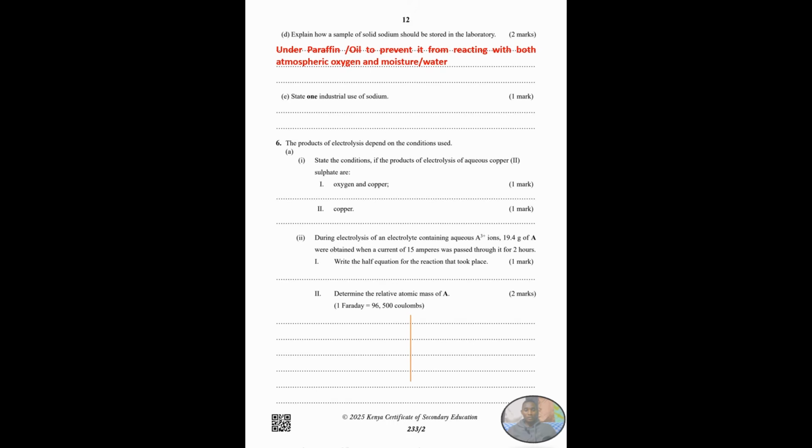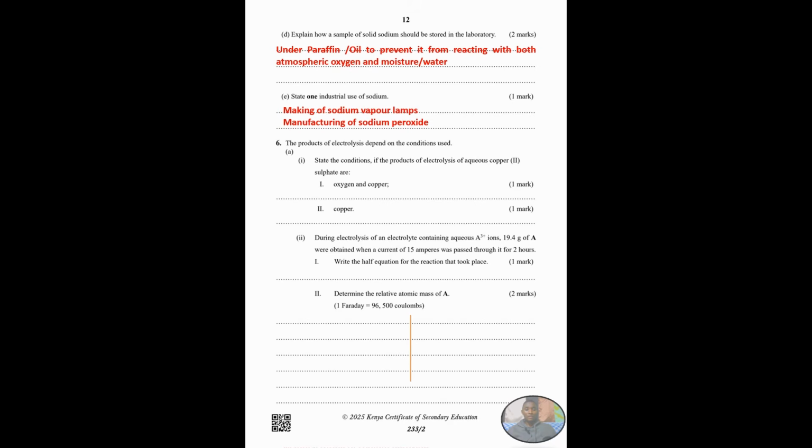Moving to the next question, state one industrial use of sodium. Sodium has several uses. We have the making of sodium vapor, which is used in sodium lamps. We also have the manufacturing of sodium peroxide and other uses of sodium.